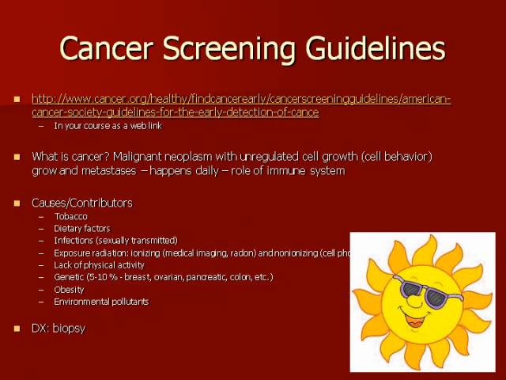Genetics, 5 to 10%, is related to your family, first-degree relatives, and in some cancers, second-degree relatives. It makes you more likely to have that genetic predisposition. Other is obesity, and then environmental pollutions.